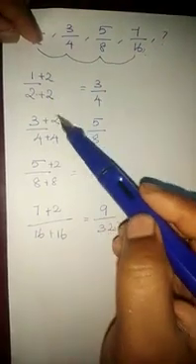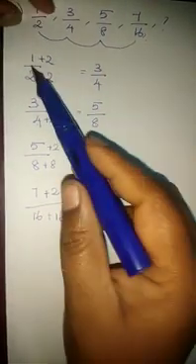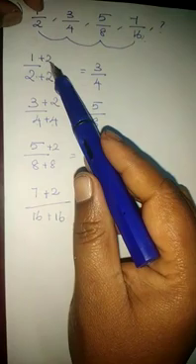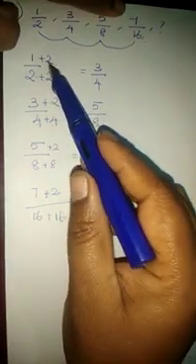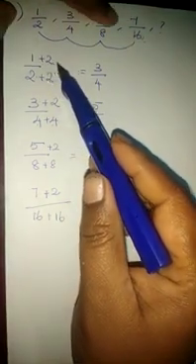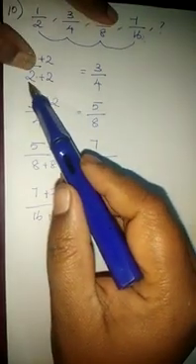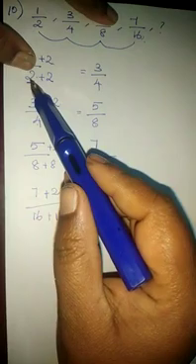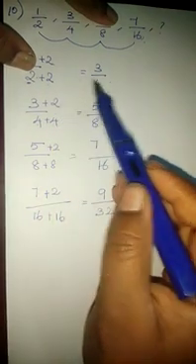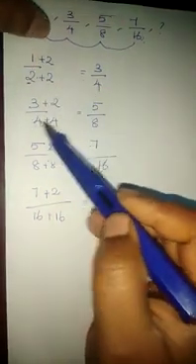Only the numerator is the same for all the numbers. If you add 2 to the numerator each time, it is the same. But the denominator doubles: 2 plus 2, 4 plus 4, 8 plus 8, 16 plus 16. Then the answer is 9 by 32. This is the answer.